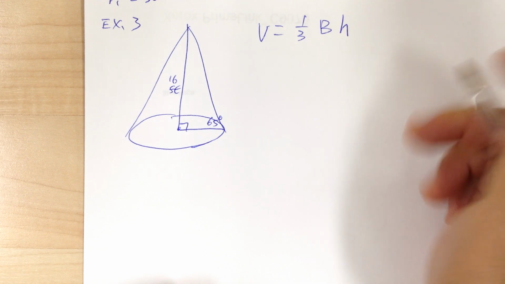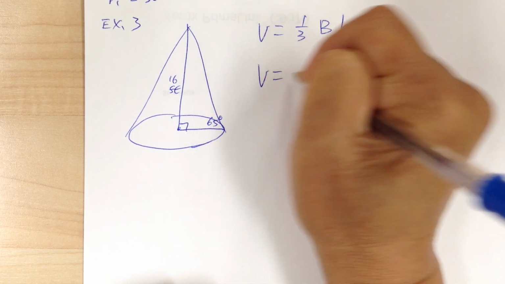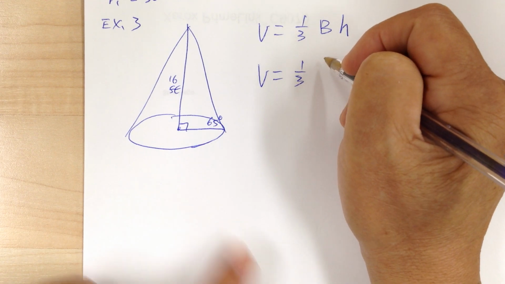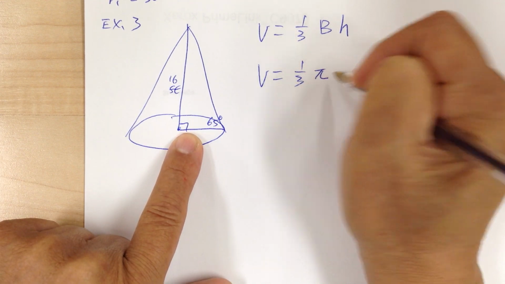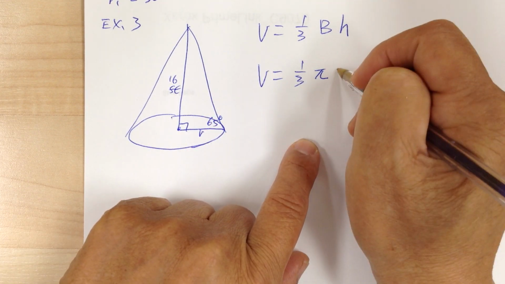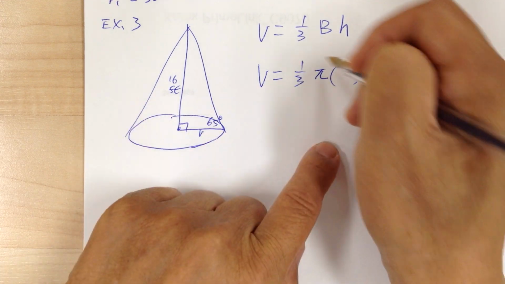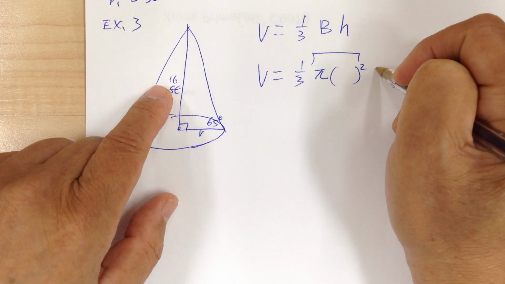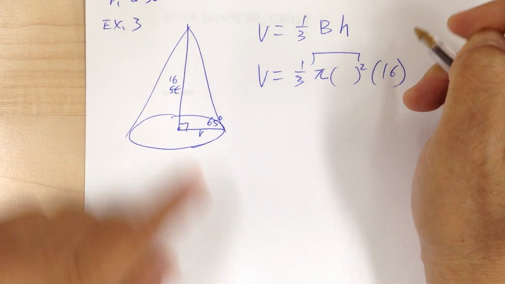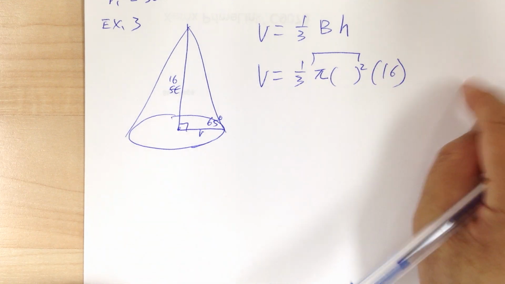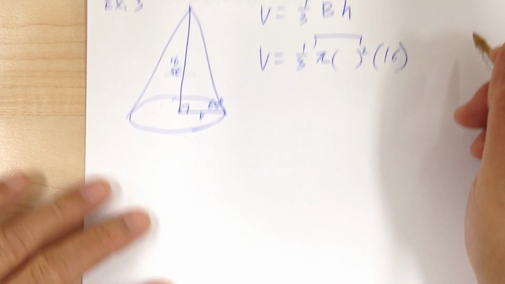Then after that you substitute whatever you know, and you go from there. So base area is going to be pi. Now, you don't know r, so we're going to leave it blank for now. Again, base area is pi r squared. The h, we know h is 16. So again, you write down your formula, you substitute whatever you know, and whatever is missing, you have to go off to the side and look for it.